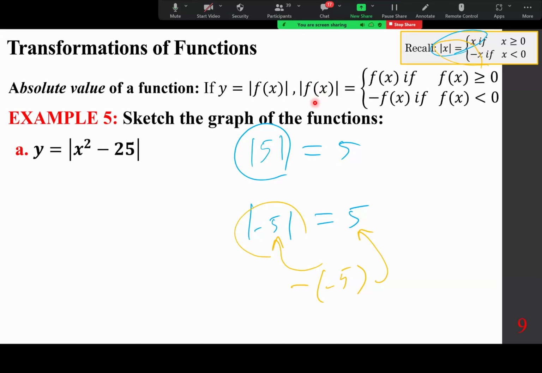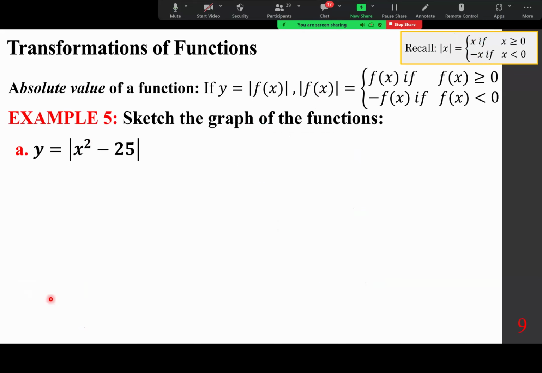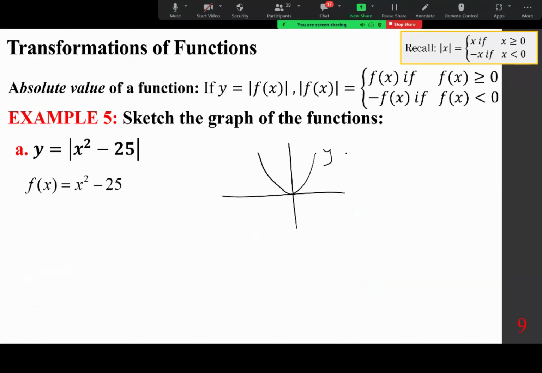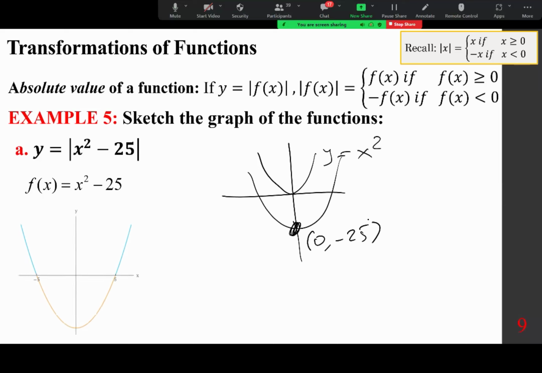So if we are interested in sketching this function, what happens? Let's erase this. First, you drop the absolute value and you graph the function. And everybody should know y equals x squared is this. And y equals x squared minus 25 is this one. Again, this is obviously not to scale, but that's the graph. Everybody knows that. So that's the graph.